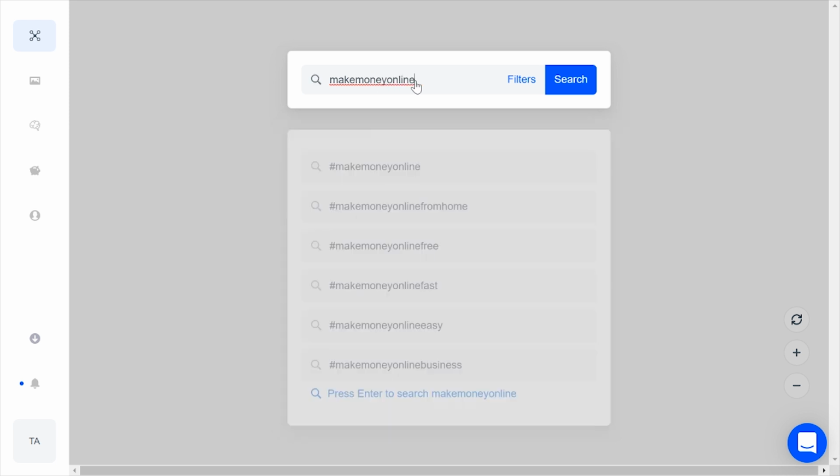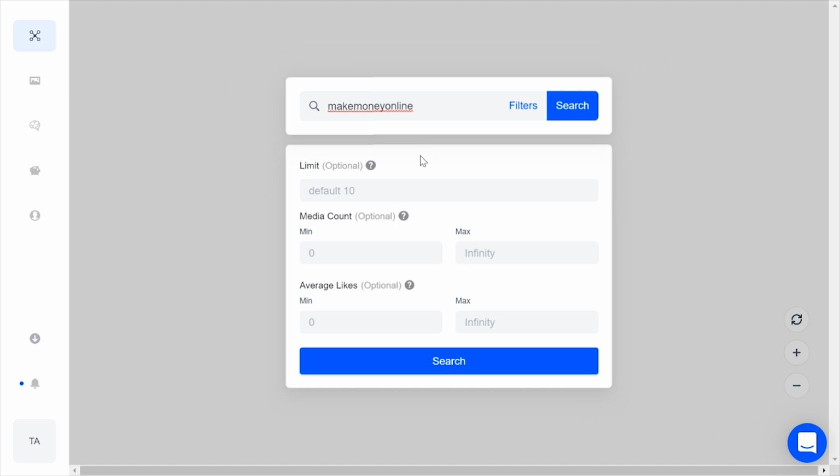That's probably a popular hashtag. Make money online, boom. And then here are your filters. This makes the search advanced. So this means that you're going to get 10 hashtags similar to this one.